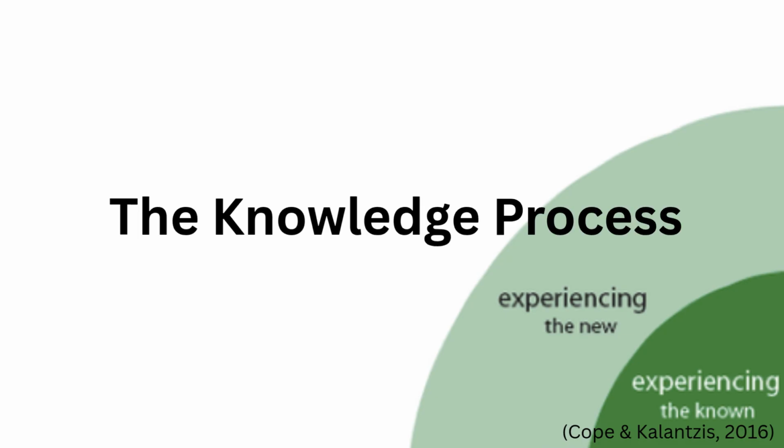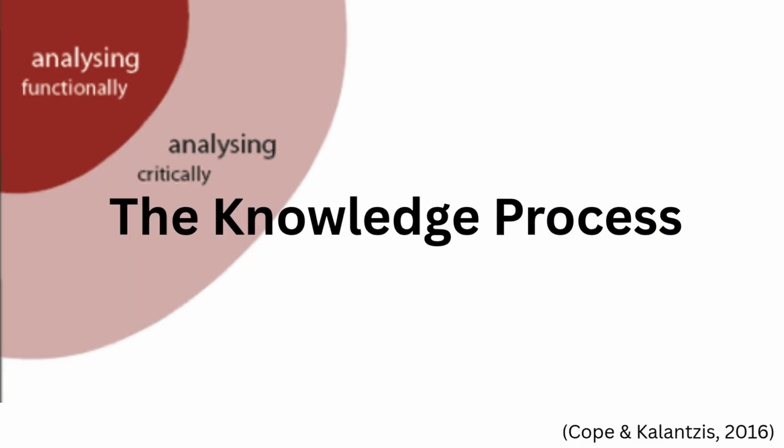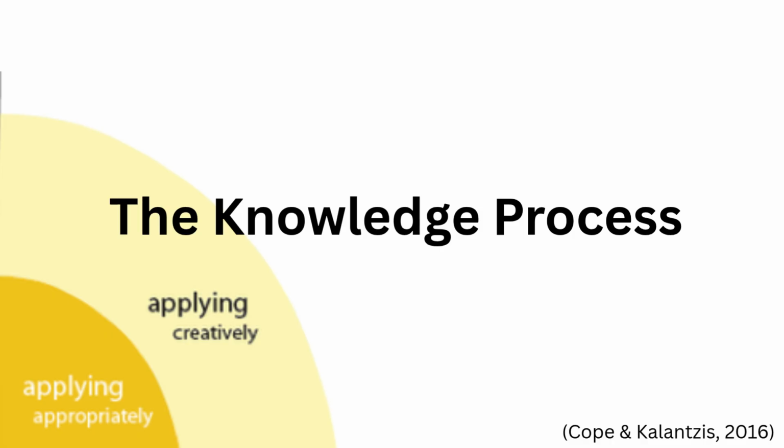Experiencing involves connecting learning to what students already know, as well as exposing them to new situations and contexts, the known and the new. Conceptualizing focuses on identifying and understanding key ideas, helping students name and make sense of what they are learning by naming and theorizing. Analyzing encourages students to examine information deeply, both functionally and critically. Applying involves using knowledge in a meaningful way, in familiar contexts or creatively in new contexts.